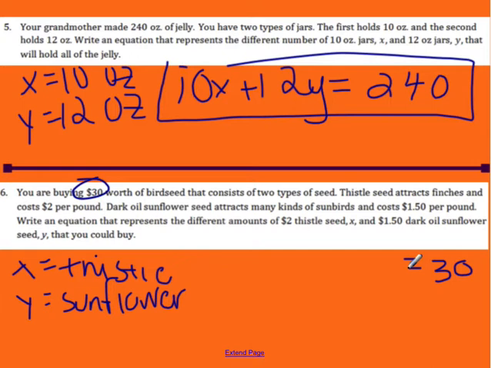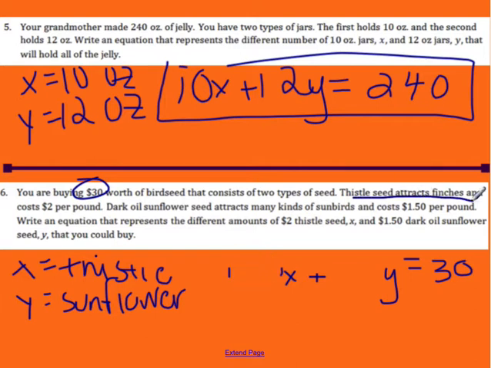So for every X pound of thistle seed that I buy, it's going to cost me $1.50. So that $1.50 needs to be multiplied by the X. For every Y pound of sunflower seed, it's going to, thistle's $2. This is a struggle for Miss Humbert.